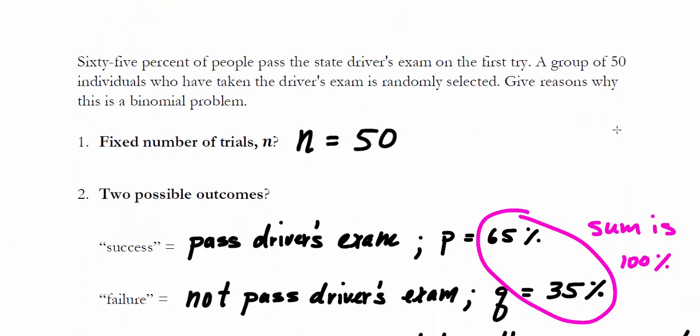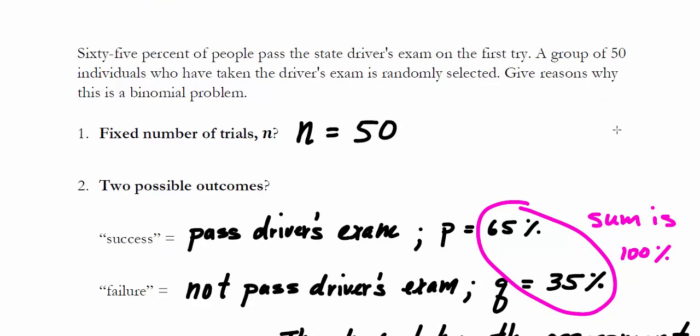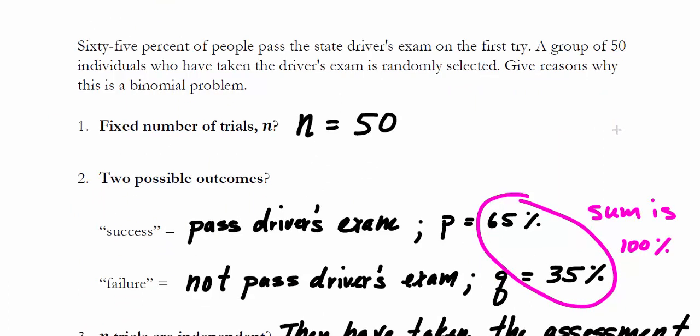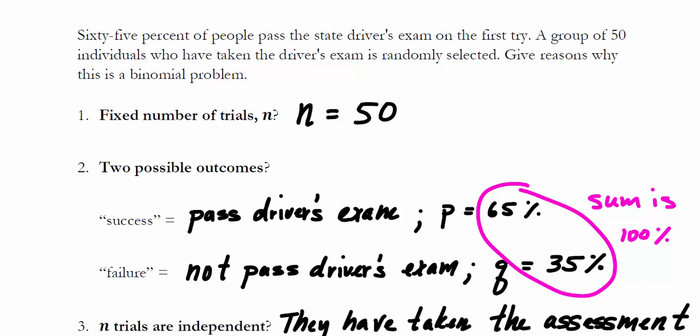Okay, this next one is looking at a statement. 65% of people pass the driver's exam on the first try. A group of 50 individuals who have taken the driver's exam is randomly selected. Give the reasons why this is a binomial problem. In this case there are 50 individuals. For each one of those individuals, either you passed or you didn't pass the test.